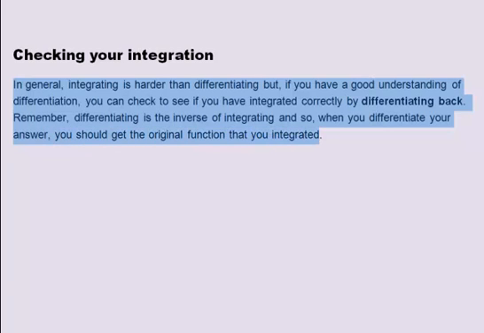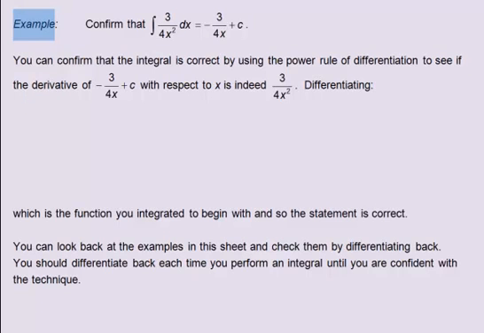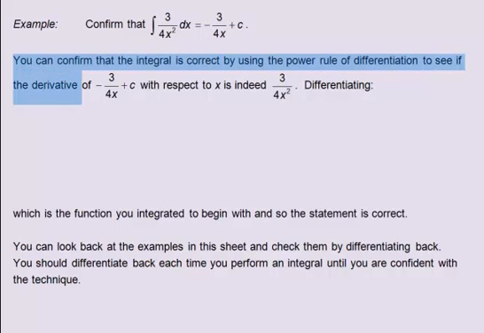that you integrated. Example: confirm that the integral of 3 over 4x squared dx equals minus 3 over 4x plus c. You can confirm that the integral is correct by using the power rule of differentiation to see if the derivative of minus 3 over 4x plus c with respect to x is indeed 3 over 4x squared.